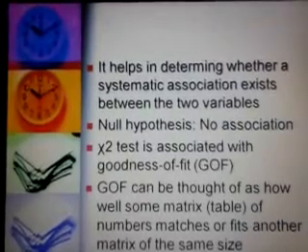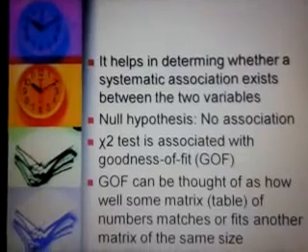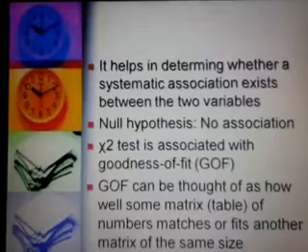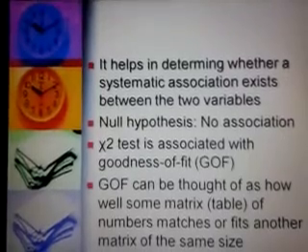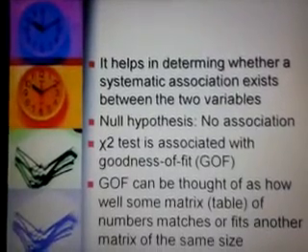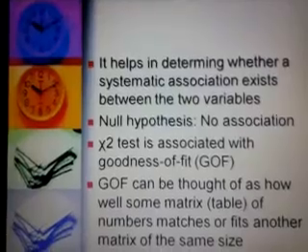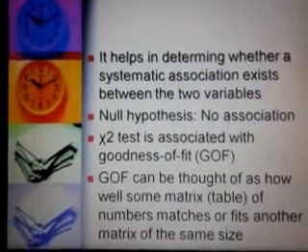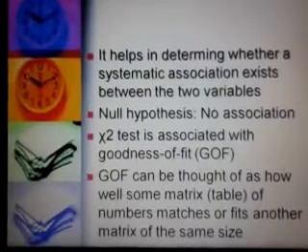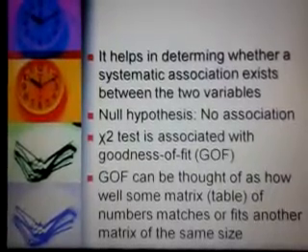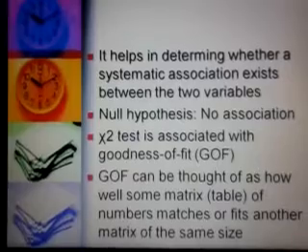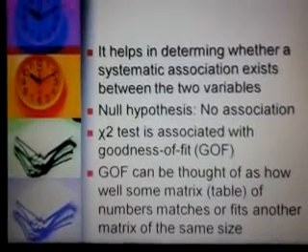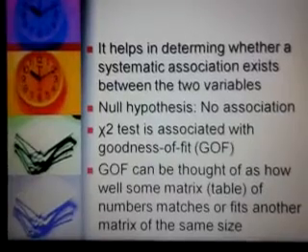The chi-square test is associated with goodness of fit. It is also called the goodness of fit test. GOF can be thought of as how well some matrix or table of numbers matches or fits another matrix of the same size. So there are two matrices or two tables, and how well the numbers in these matrices or tables match means is there any association between the two matrices or tables.